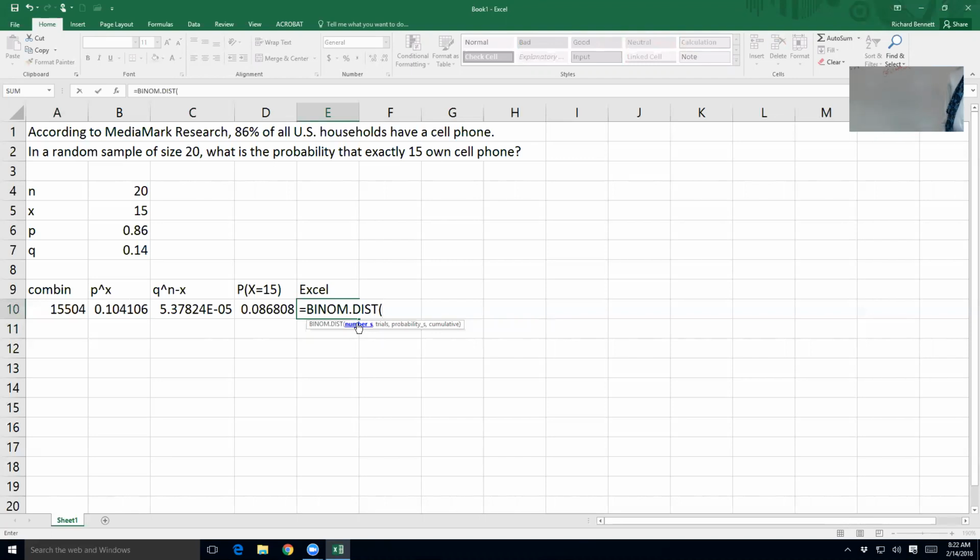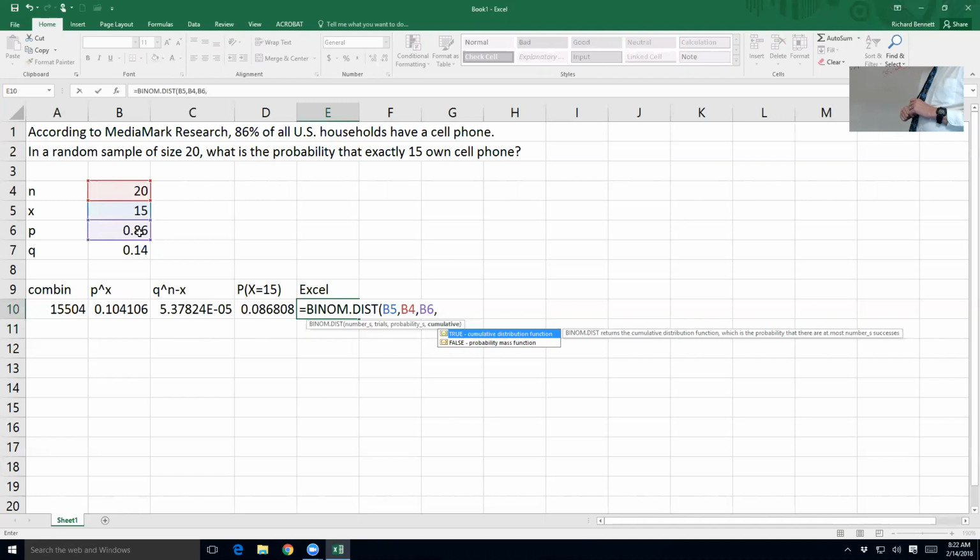Number of successes in this case would be 15. Number of trials, 20. Probability of success, 0.86. Now, before I press enter on this one, it's asking you, do you want the cumulative distribution function?